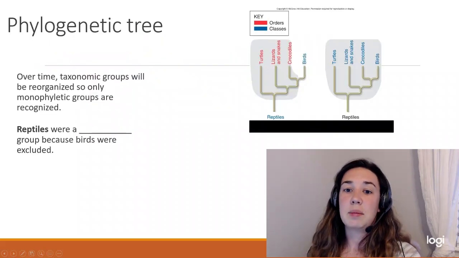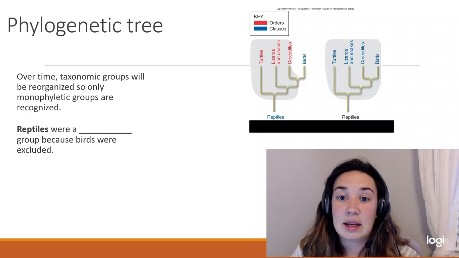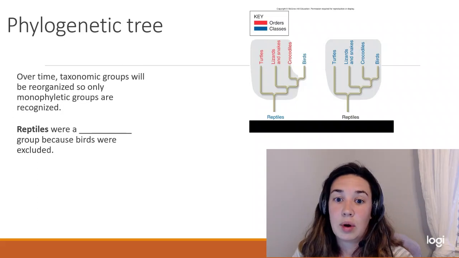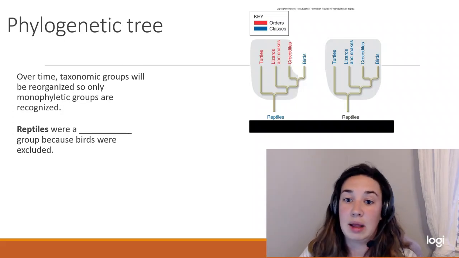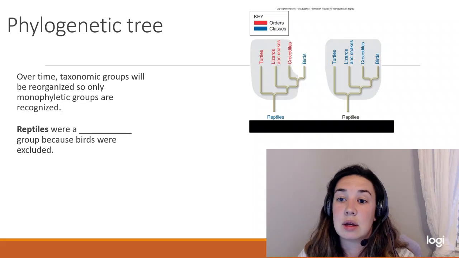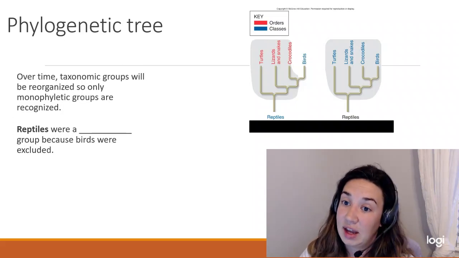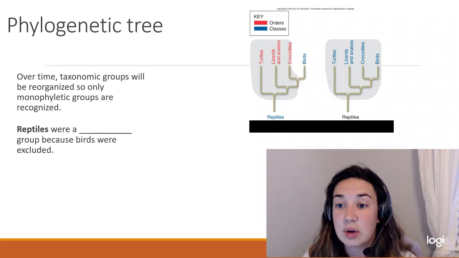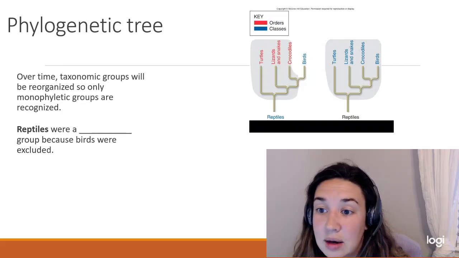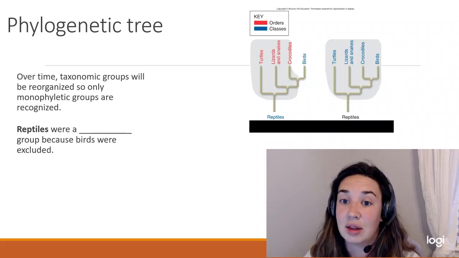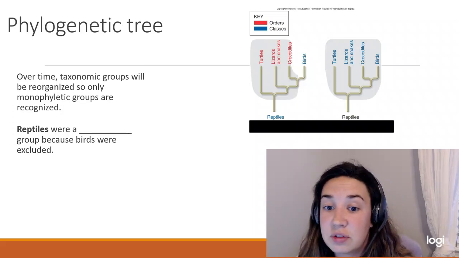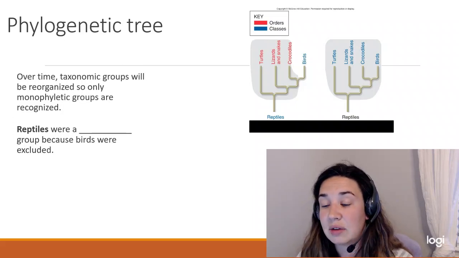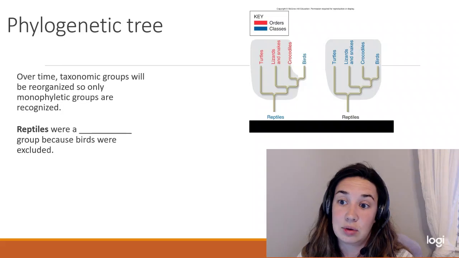So keep those definitions in mind because they will appear again. Okay, so when we talk about our phylogenetic trees again here, over time our taxonomic groups will be reorganized. So only our monophyletic groups are going to be recognized, those groups that contain the common ancestor and all of the descendants. So here you can see we have reptiles, and there's two different sets of phylogenetic trees here. The first phylogenetic tree does not include birds, whereas the second phylogenetic tree does include the birds.